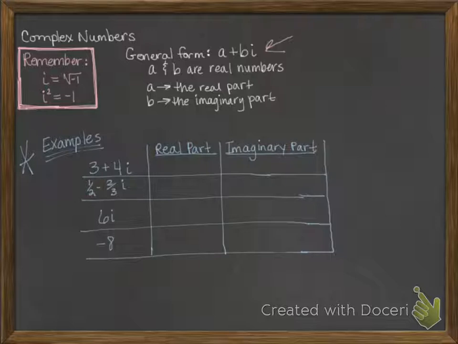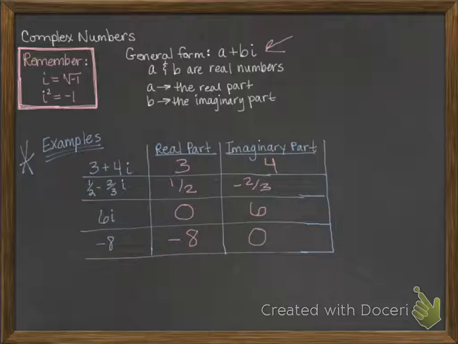In the first one, what's the real part? What's the imaginary part? 3 is the real part. 4 is the imaginary part. Try these other ones. Pause if you want to answer before I do. The last two are the only ones that are really tricky. The real part of 6i is 0, the imaginary part is 6. The real part of -8 is -8, and the imaginary part is 0.